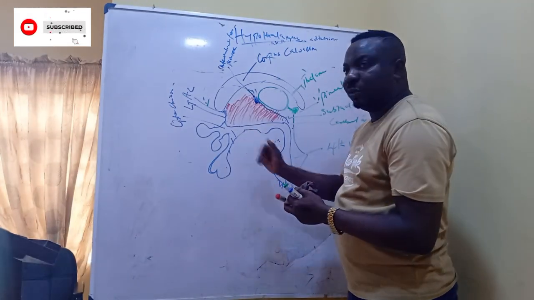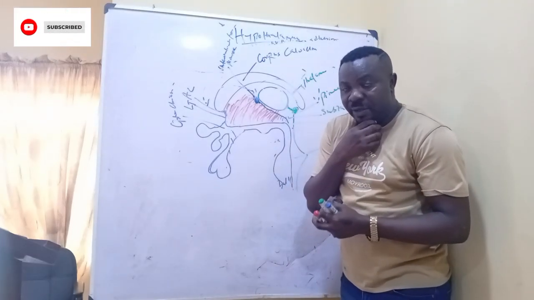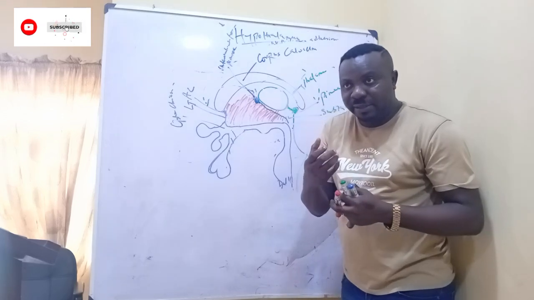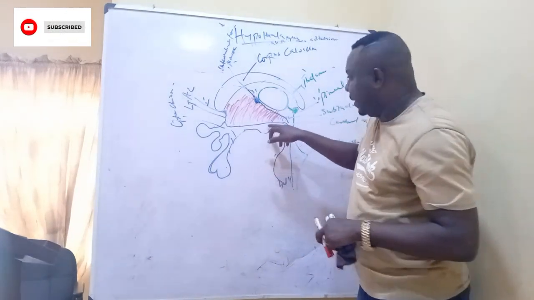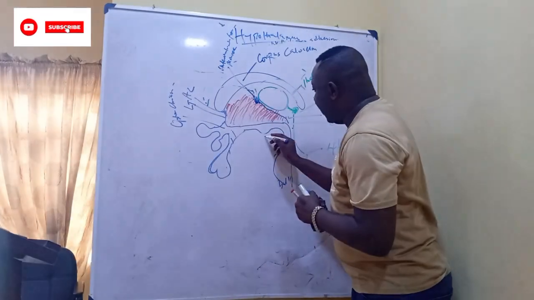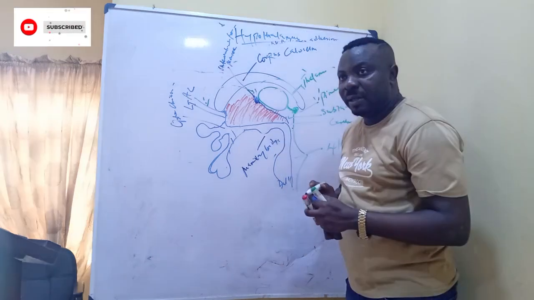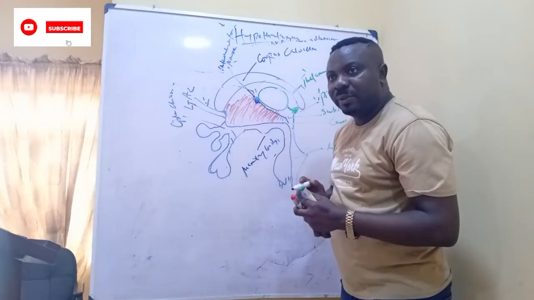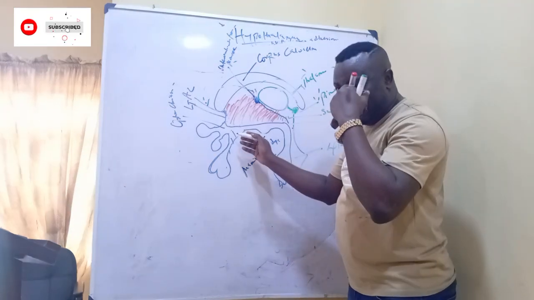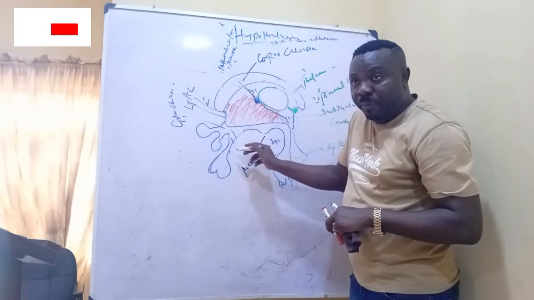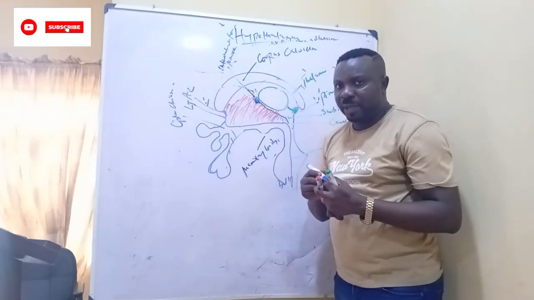Now, another thing is that if you look at the hypothalamus, there are two swellings, right? One is bilateral and one is at the middle. Now, this one is called the mammillary body. And then we have another one called the tuber cinereum, that gives rise to the median eminence, pituitary stalk or infundibulum, and eventually gives rise to the pituitary gland. Are you there?